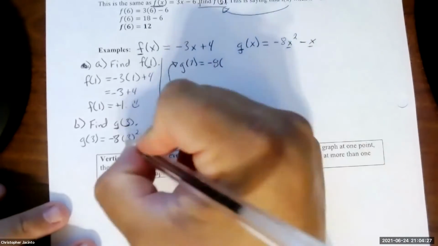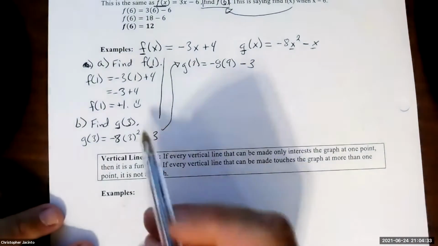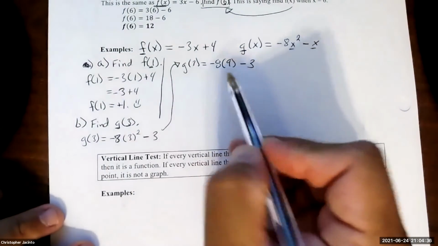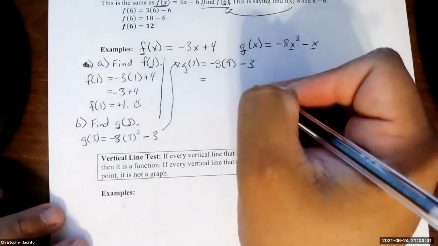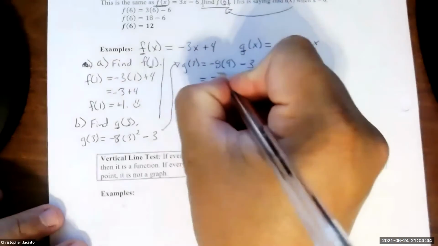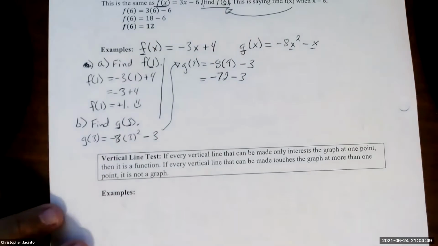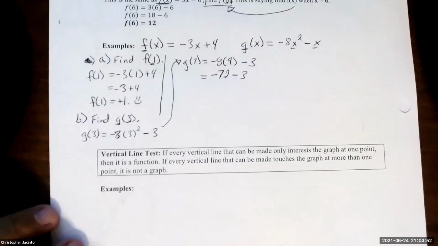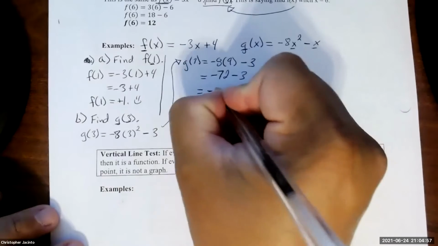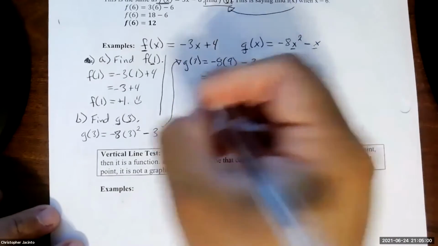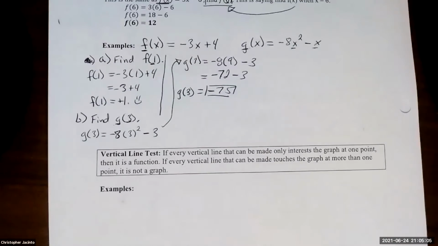So if we keep going, now we just simplify. So 3 squared is 9. Remember your order of operations. Exponent first. This means multiplying. So negative 8 times 9. What is that? Is that negative 72? I think that's negative 72. If I'm wrong, you can just tell me. If no one says anything, I'm assuming I'm right. Pretty sure that's right. And then lastly, subtracting that gives you negative 75. So g of 3 is equal to negative 75.